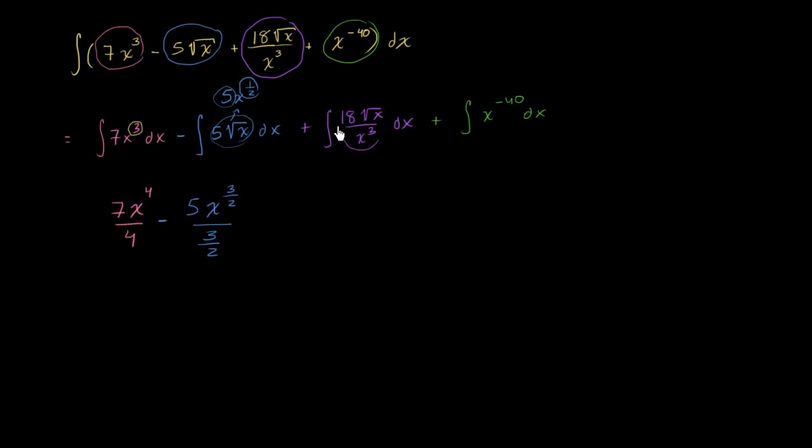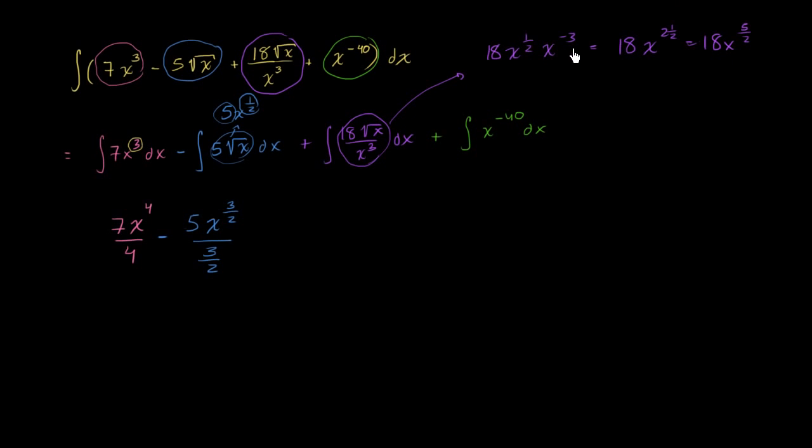Now, this next expression looks even wackier, but once again, we can simplify a little bit. This is the same thing as 18 times x to the 1/2 times x to the negative 3 power. X to the third in the denominator is the same thing as x to the negative 3. We have the same base, so we can just add the exponents. So this is going to be equal to 18 times x to the 2.5 power, or another way of thinking about it, 18 times x to the 5/2 power.